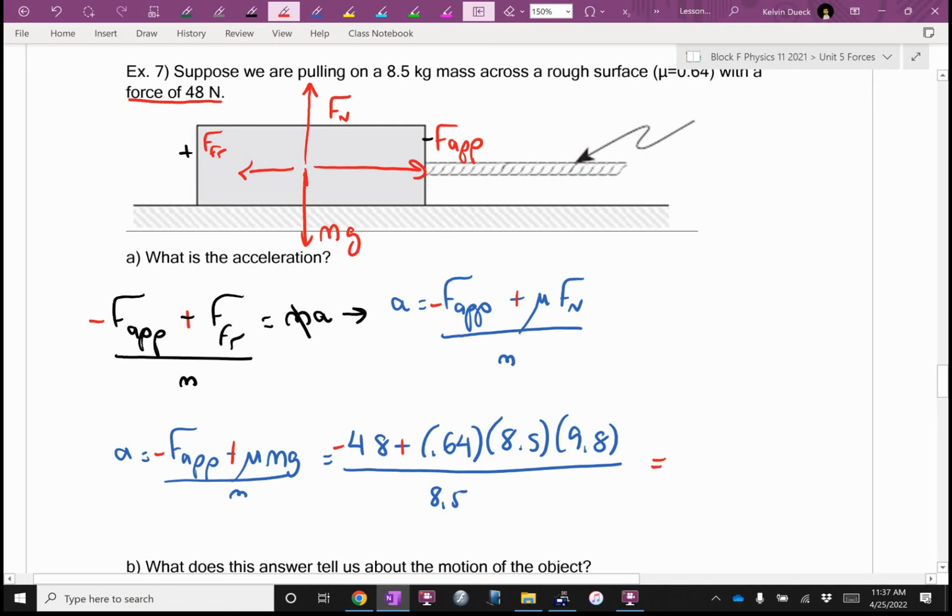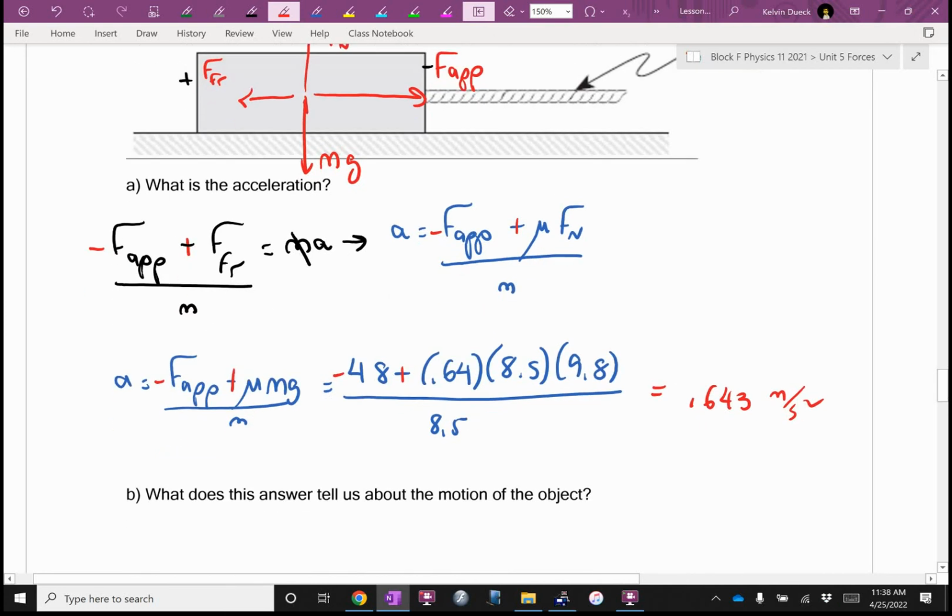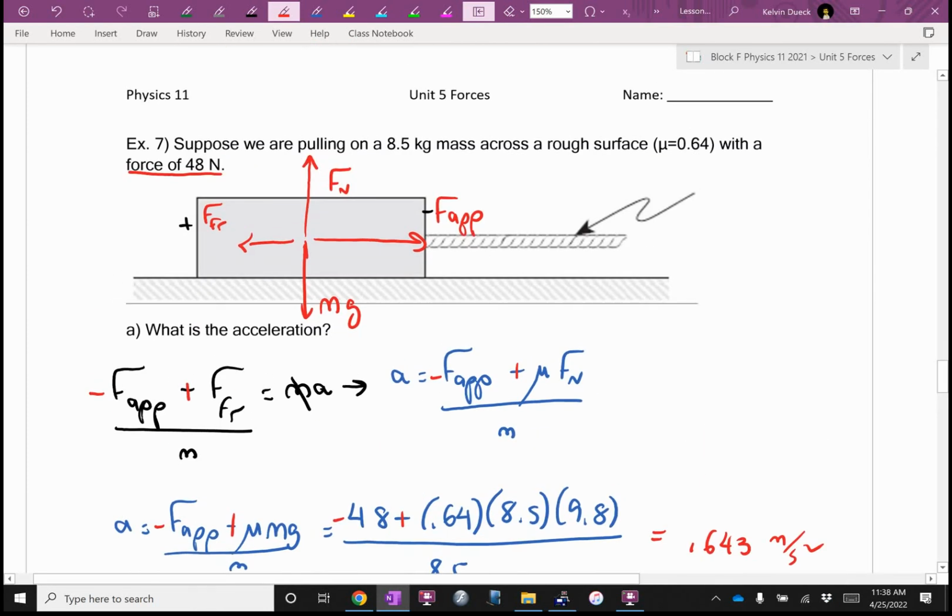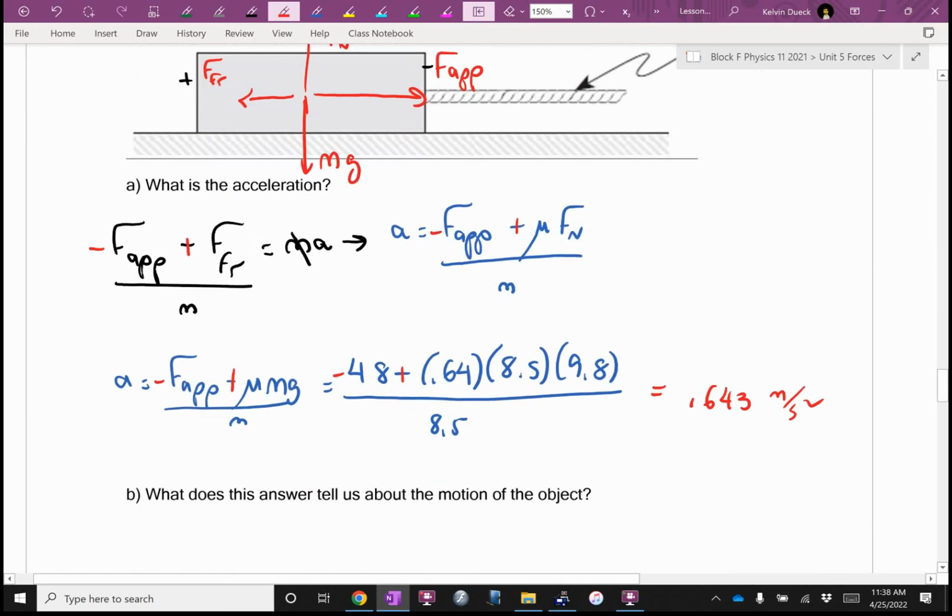0.643. What does this answer tell us about the motion of the object? First of all, it does say that we're moving this object to the right. But which way is it accelerating? Left. So how is this object moving? If it's moving to the right but accelerating to the left, it must be what? Slowing down. Oh, that's allowed.